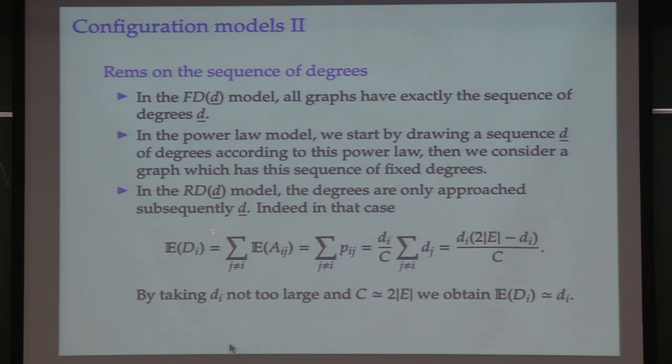So if you look at the expected value of Di in the random degree model, again the same formula, that's the sum over all the j different from i of the expected values of Aij, and in that case this is Bernoulli Pij, and so this is Di over some normalizing constant, and you need to sum the Dj, and the sum of the Dj is twice the number of edges minus Di. So you see here that if you choose Di not too large, and you choose the normalizing constant C approximately equal to twice the number of edges, then this is approximately equal to Di on the first order. But this is only approximate.